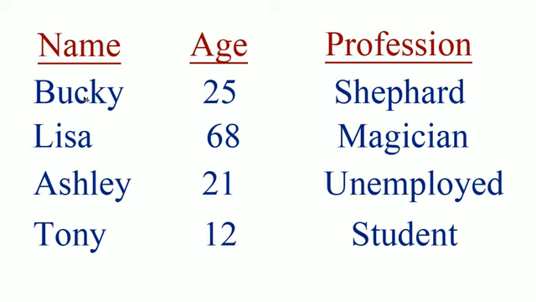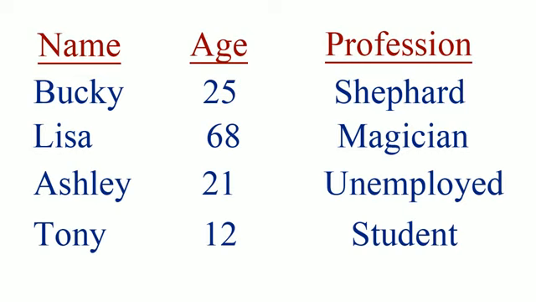The first entry I have is Bucky, who's 25, and his profession is a shepherd. Now, on the second one, like I said, each row is like an individual entry. So for Lisa's entry, it would be name, Lisa, age, 68, profession, magician. So as you can see, once we have each column with a separate category and each row is a separate entry, it could really help you identify and organize a bunch of data very specifically.